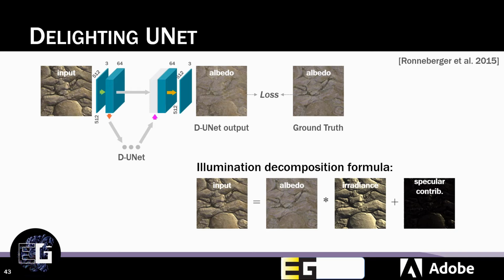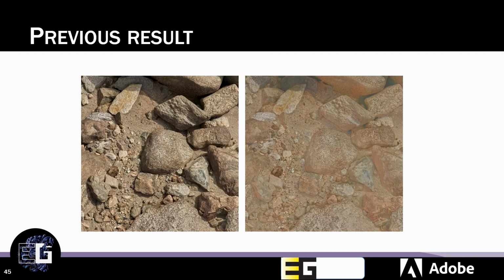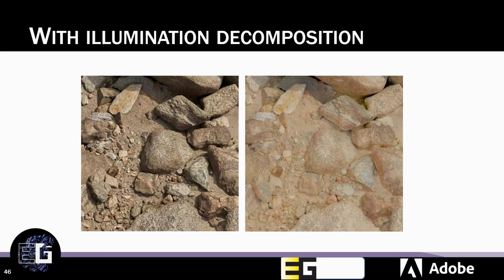The theory behind is to bring more capacity to the network and to help in decomposing the different lighting effects. Then the delighting unit has two outputs, the specular contribution and the irradiance map, for which we have the ground truth in our dataset, and the albedo is computed by reversing the formula. The loss then combines the loss for the three output maps. Here again, the previous result, that is improved using the illumination decomposition for the overall contrast and the shadow removal.